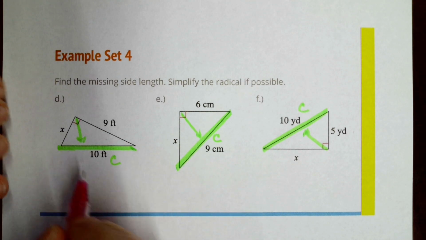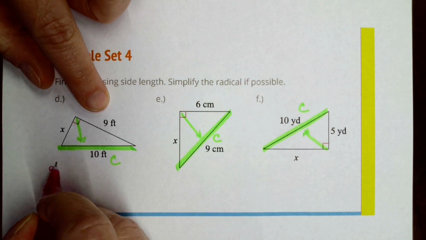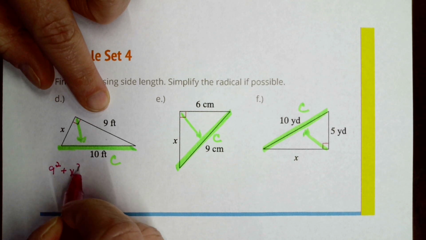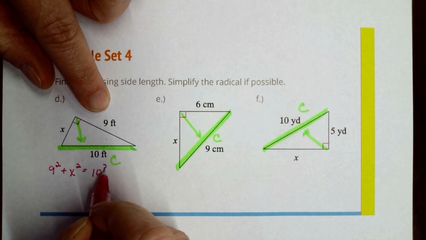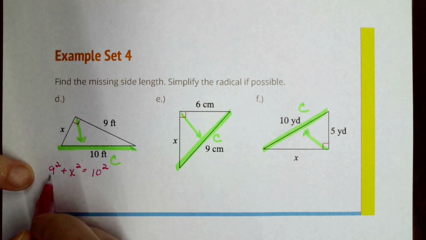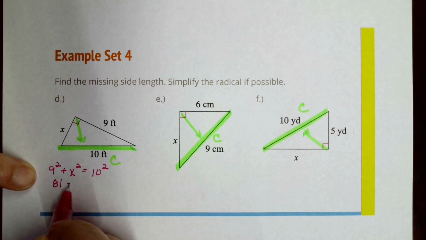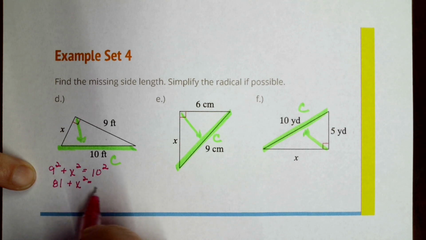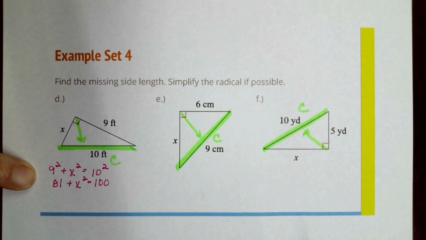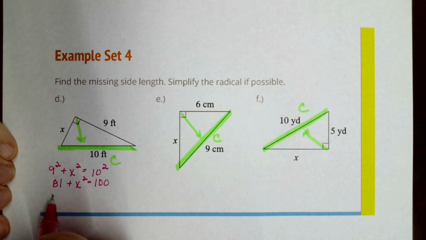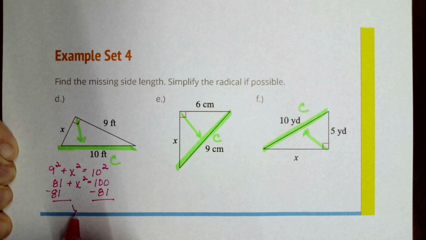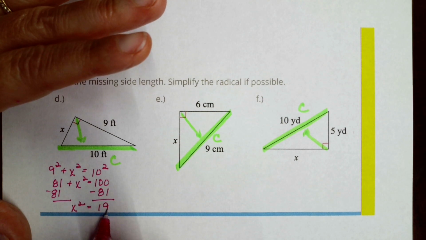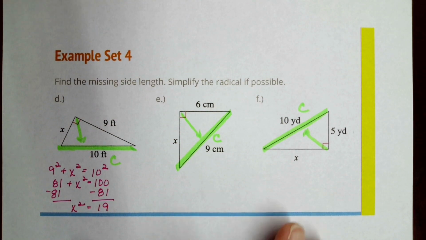All right, so as we look at example D here, I've got a 9 squared. The other leg is the x, the one I do not know, and then I've got a 10 squared. So 9 squared is going to give me an 81, plus x squared is going to be equal to 100. The goal is always going to be that x by itself, so let's go ahead and get rid of 81. So 100 minus 81, that should give us a 19. Just like we've been practicing, we got to get x by itself.